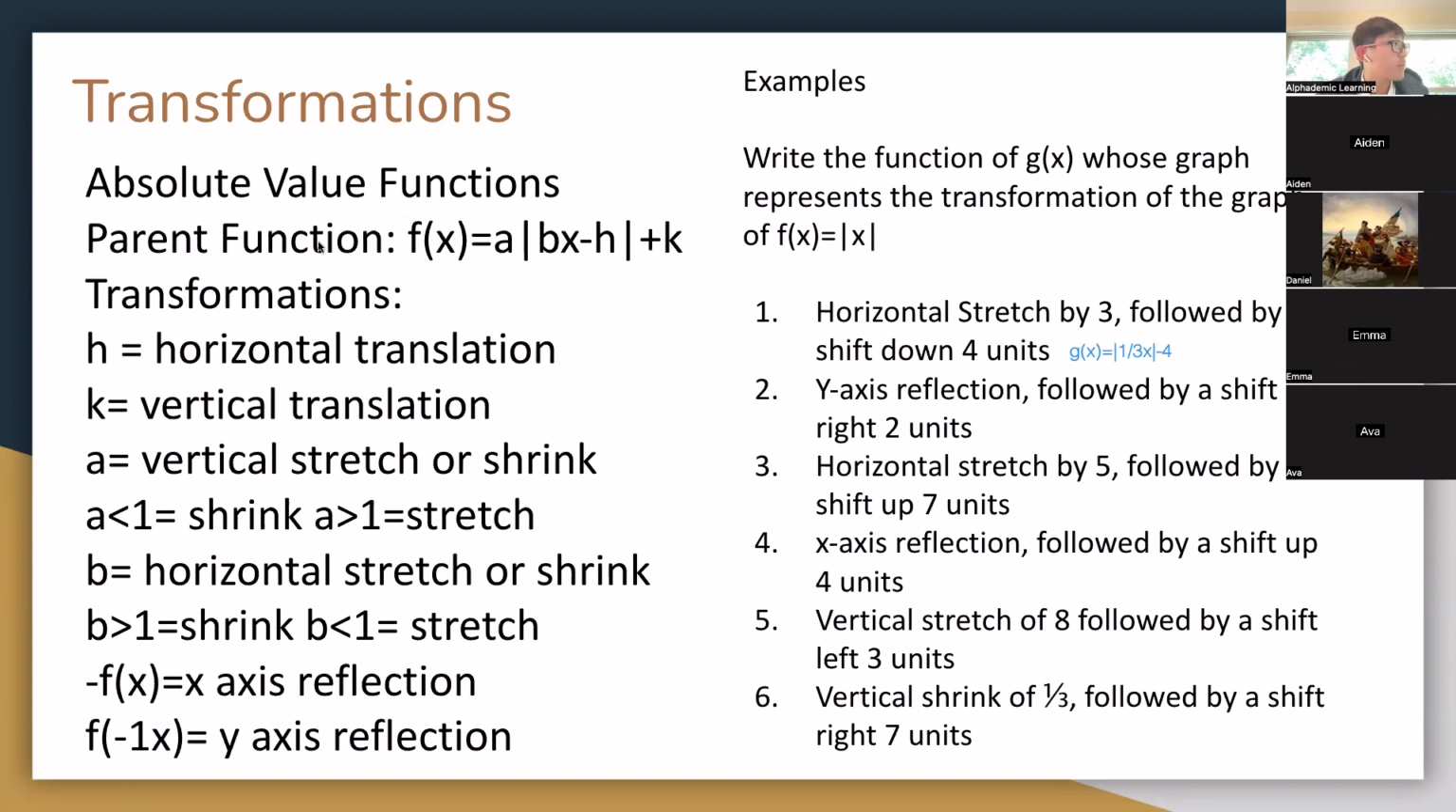So for example, for the parent function, if you were to do a y-axis reflection, it would be f of x is equal to a times the absolute value of negative b times x. So it would directly affect the x value, whereas in the other occasion, the negative would be attached onto the a, and it would just make everything in the absolute value negative.